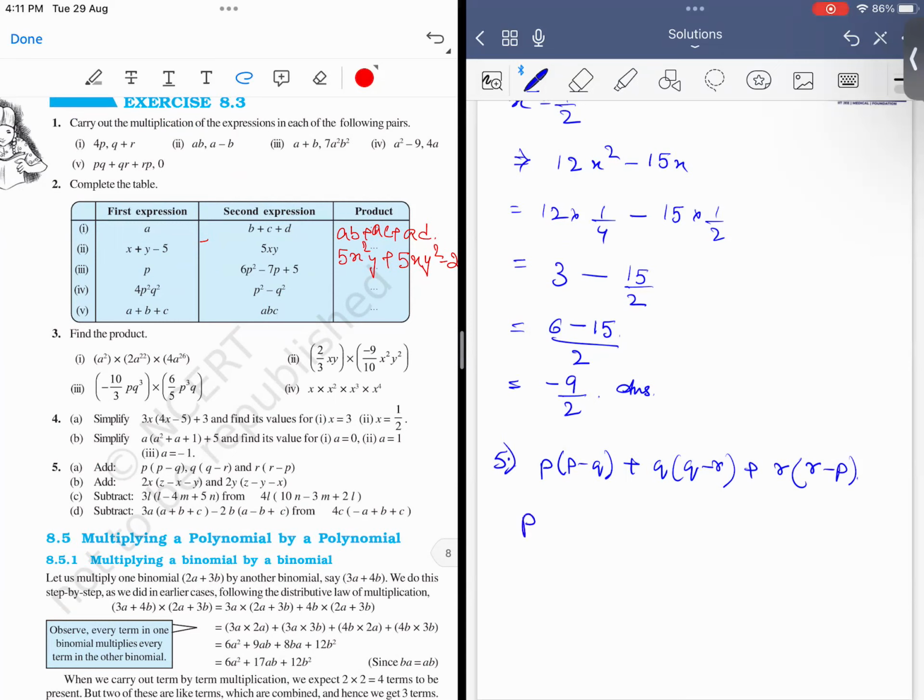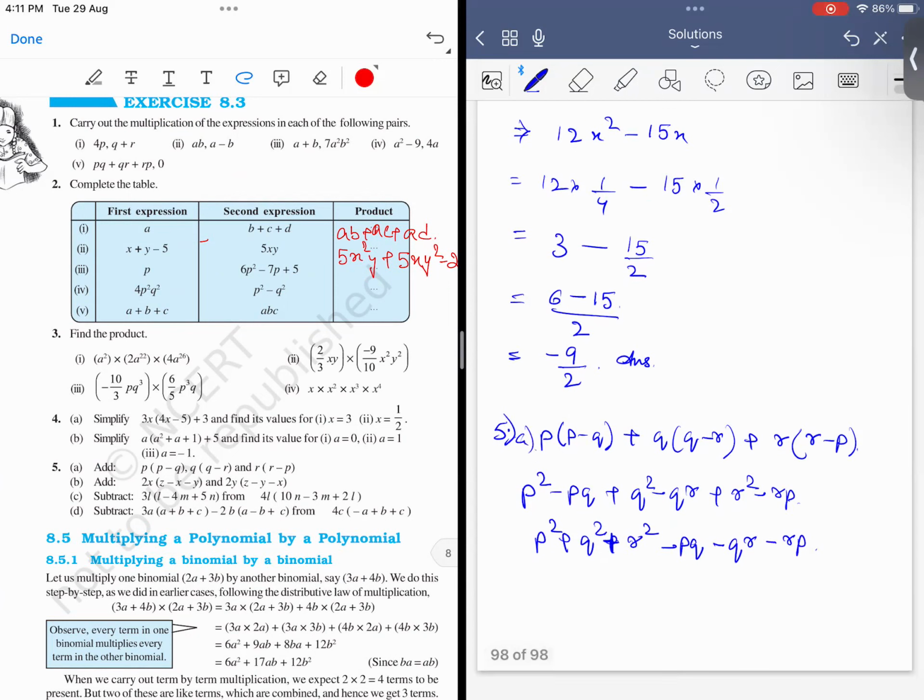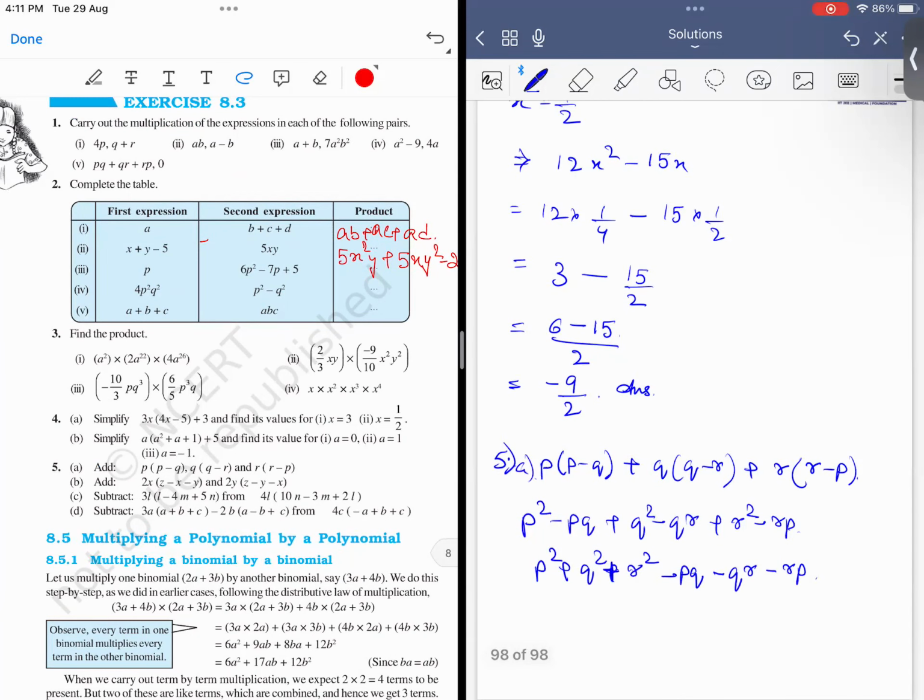So open it first. p square minus pq plus q square minus qr plus r square minus rp. Now add them. So p square plus q square plus r square, minus pq minus qr minus rp. So this is how it is done. Likewise, the second also we can do the same.